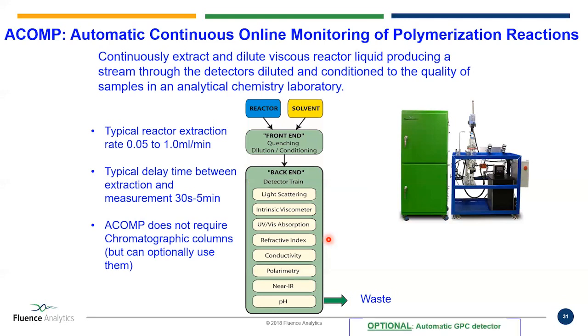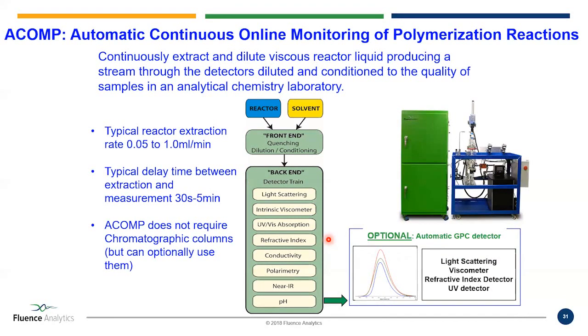Now, that being said, you can always put in at the end of the line a GPC unit, and sometimes we'll do this for niche applications because the concentration we're putting through our detectors here is the same concentration you would normally inject into a GPC unit. So at times we will add the GPC on, give another dimension of analysis.